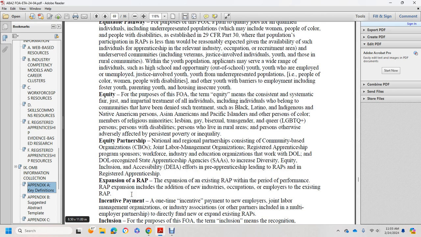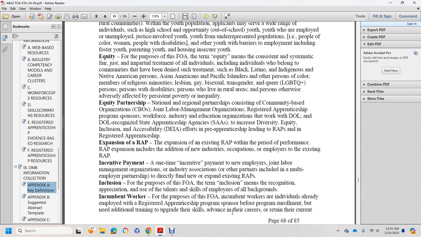Expansion of registered apprenticeship, expansion of an existing registered apprenticeship within the period of performance, including the addition of a new industry occupation employed through the existing registered apprenticeship. Incentive payment, a one-time incentive payment to new employers, joint labor management organizations, industry, or associations and other partners, including multiple employer partnerships, that directly fund new and expanding registered apprenticeship.